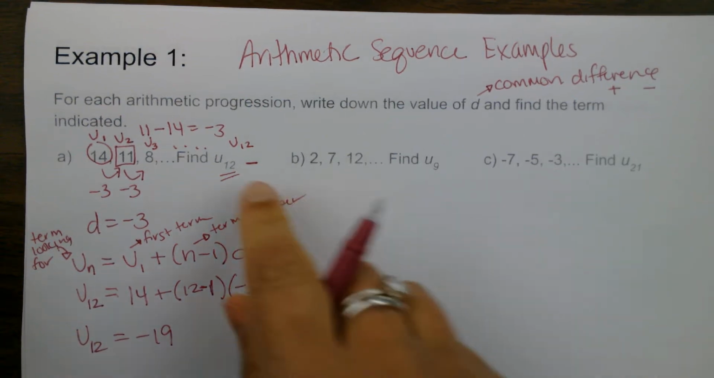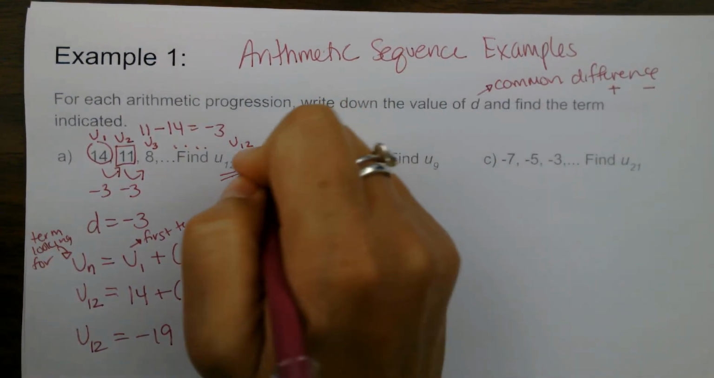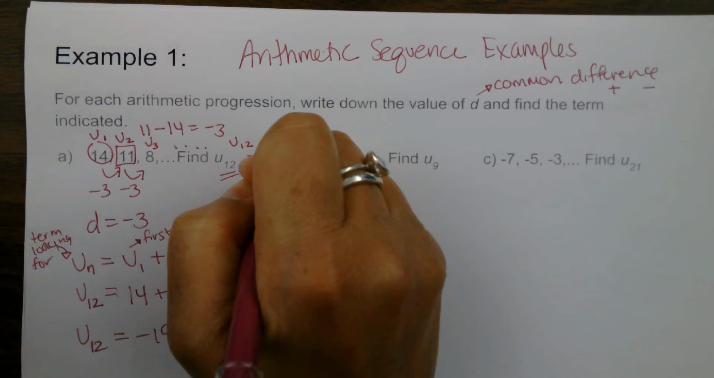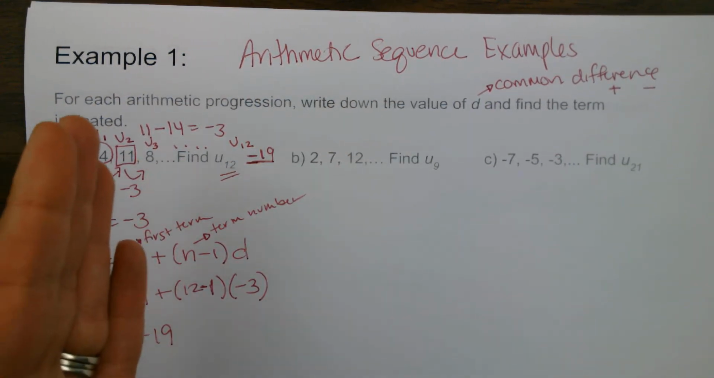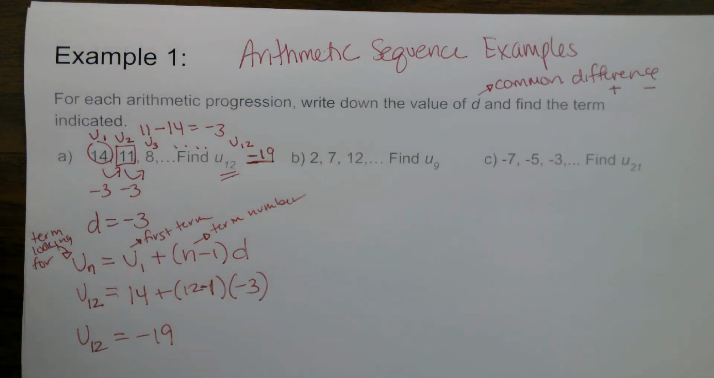This means that if we went all the way to u sub 12, we would end up at the number negative 19, and that makes sense because we are decreasing. We're going from 14, 11, 8, all the way to negative 19.